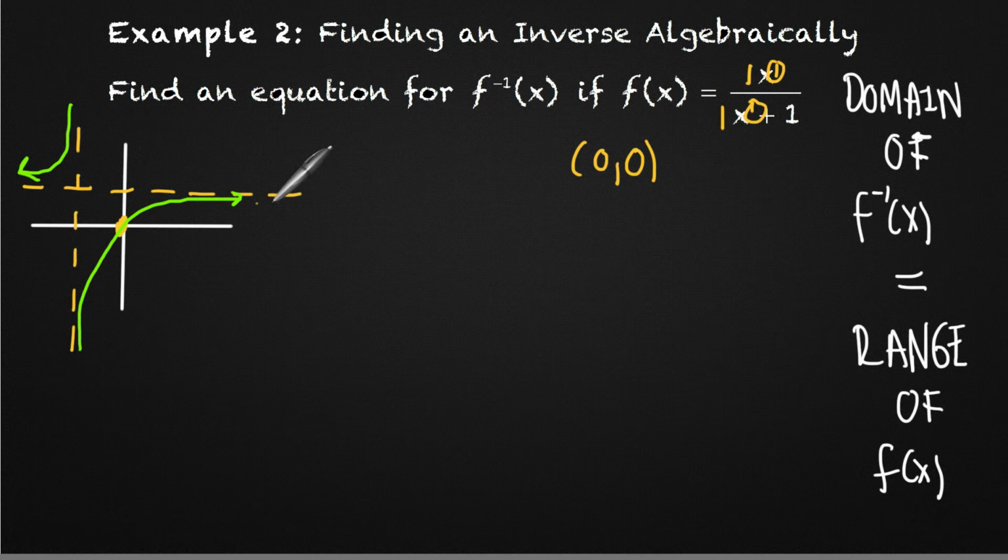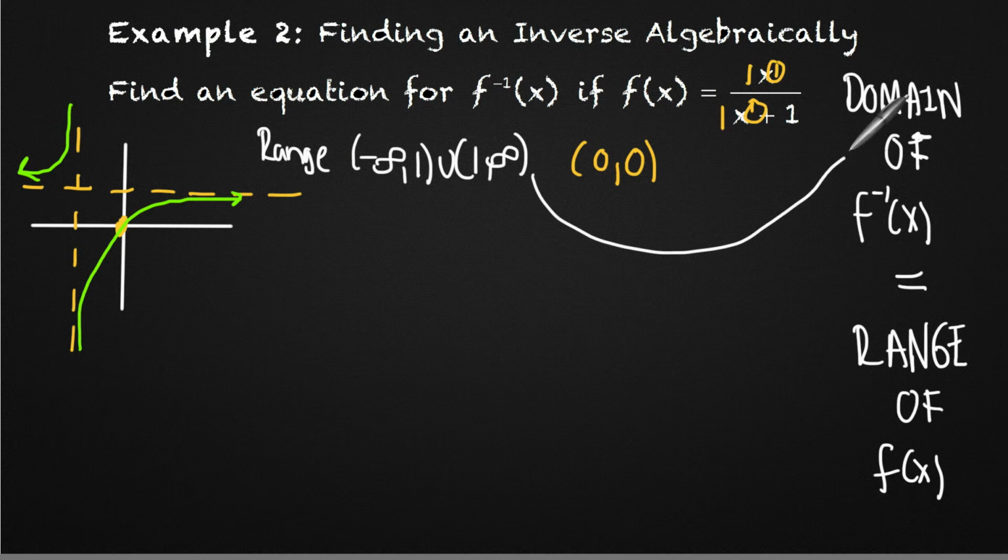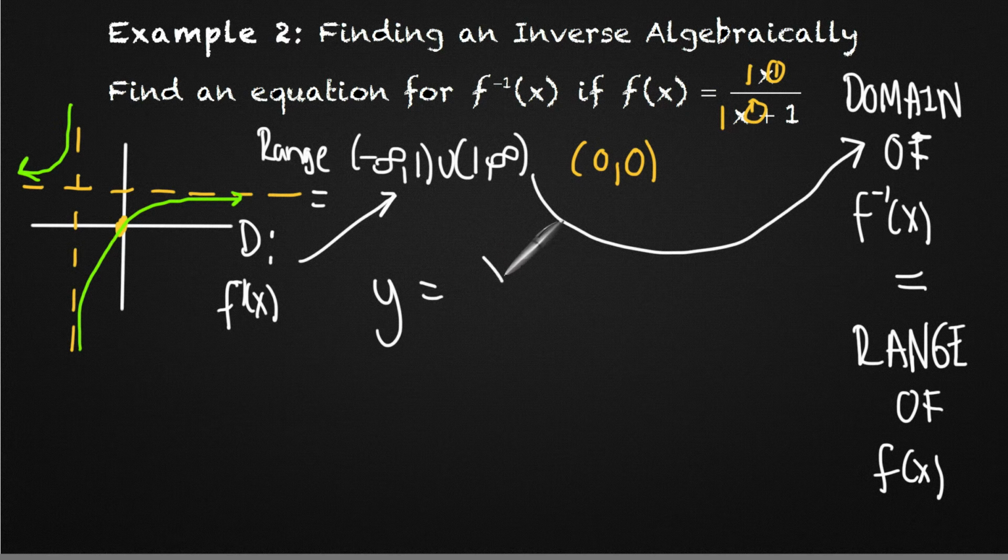Now, not that this is critical right now that you know how to graph this by hand, but it does help us write the range. So the range of this function is going to be negative infinity up to 1, in union with 1 to infinity. So if this is the range of f of x, that is going to become the domain of the inverse function. So let me write that down. This is going to be the domain of the inverse function. All right, so it's going to be that. Now, let's see if we can write this equation inverse. So y equals x over x plus 1. Switch the x's and y's.